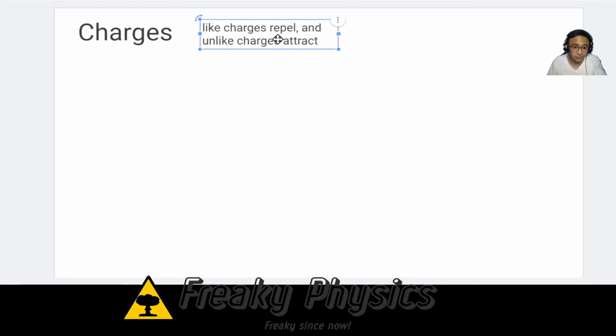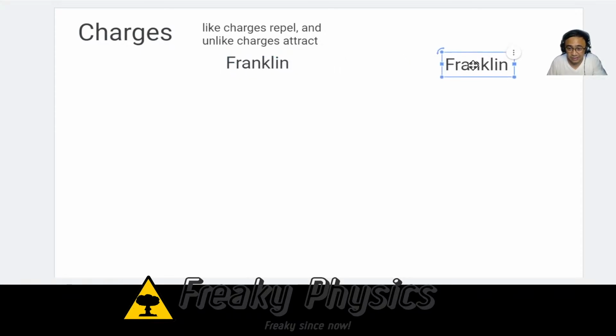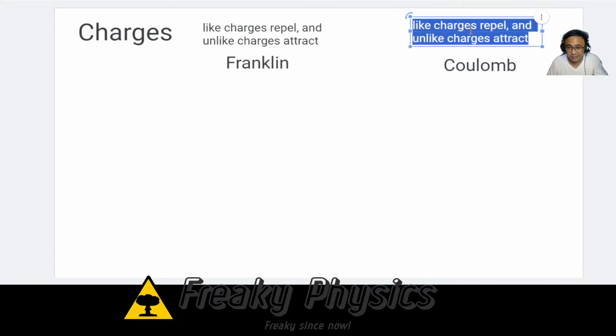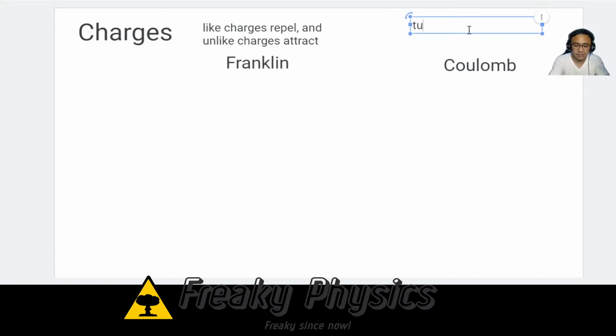This particular thing was discovered by Ben Franklin. However, he did not quantify it into a rule. He just said it like this. Now, who quantified it into a rule? This is where Coulomb comes in. Coulomb quantified the idea. Coulomb turned this relationship into an equation.